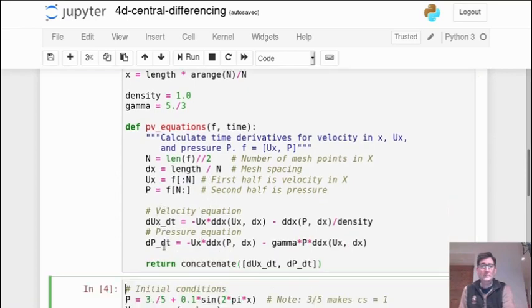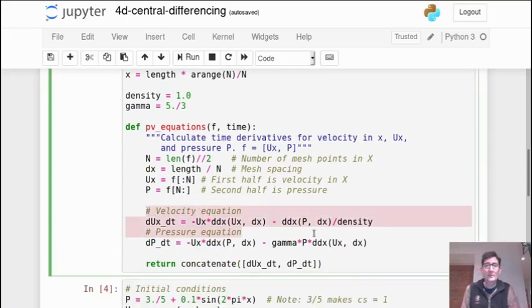And then these lines here, this is the main implementation. This is the actual equations. So I'm just defining this as a variable, so it's going to hold an array of values. And these are the equations. So we have ux times dux by dx, this is the derivative of ux. This is the derivative of pressure, divided through by density, this constant, which is here just equal to 1. But you can change this and see what effect that has.